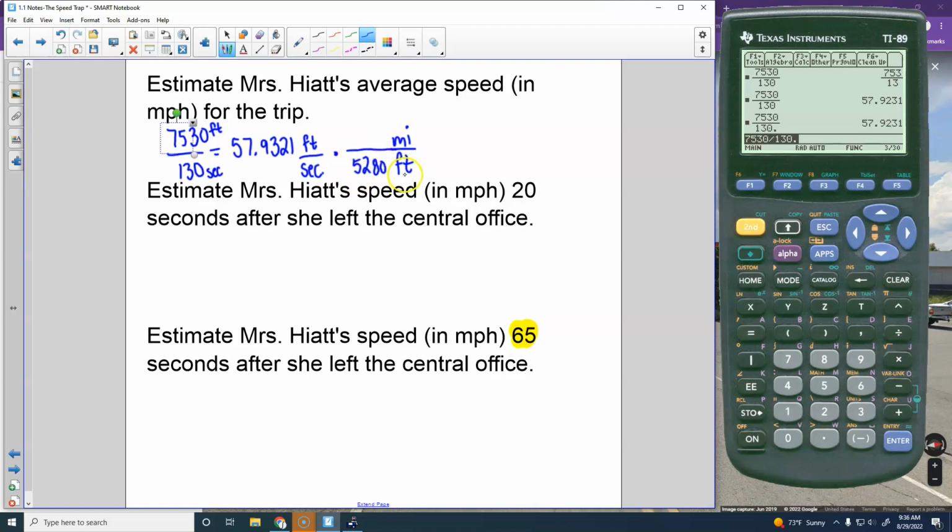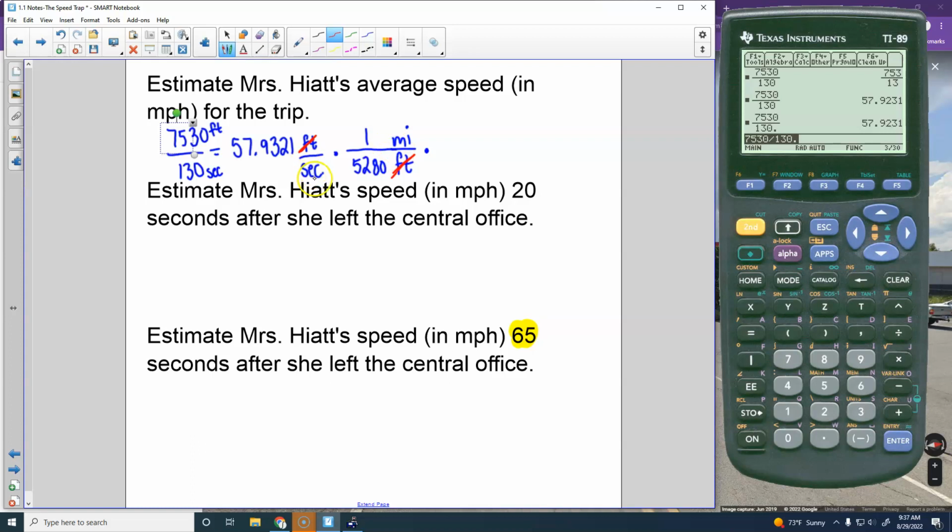5,280. So we're going to put 5,280 feet on the bottom. We're going to put 1 mile on the top. And what that does is it cancels out feet with feet and changes this to miles.